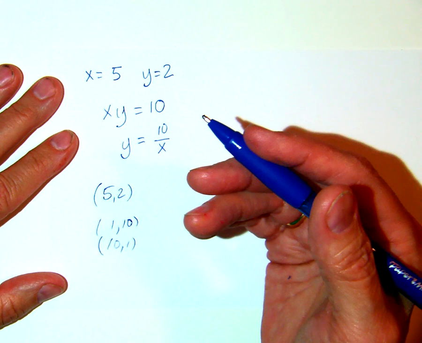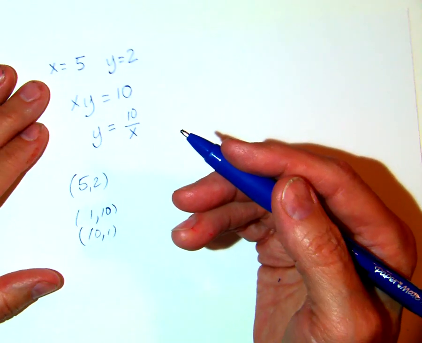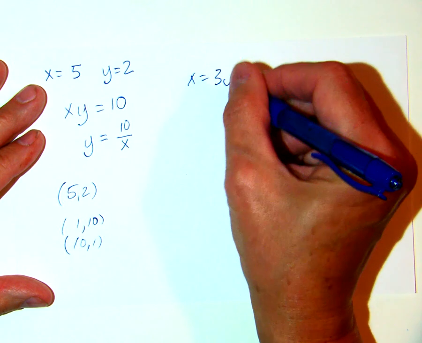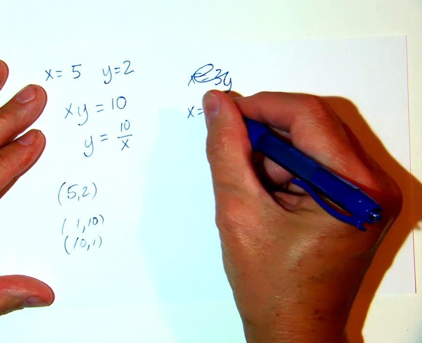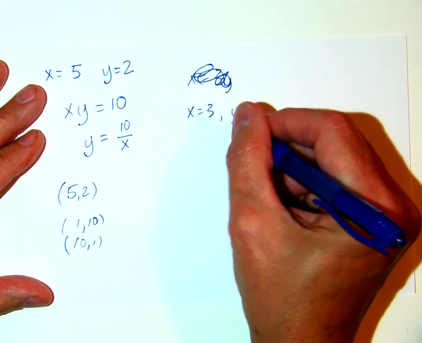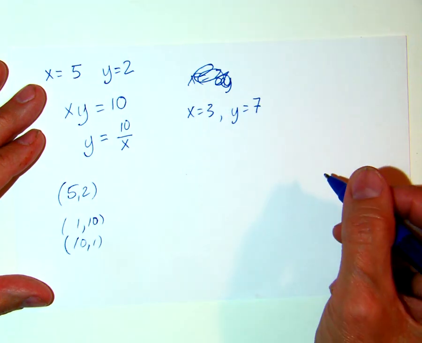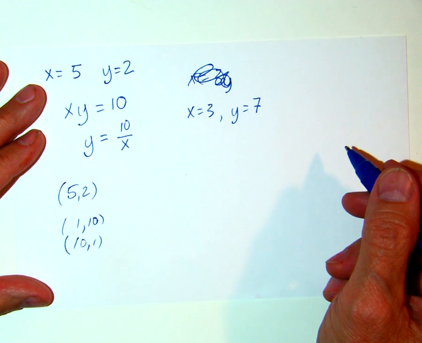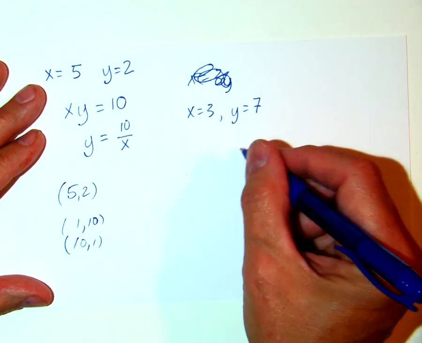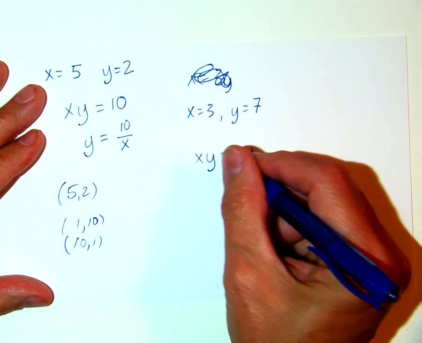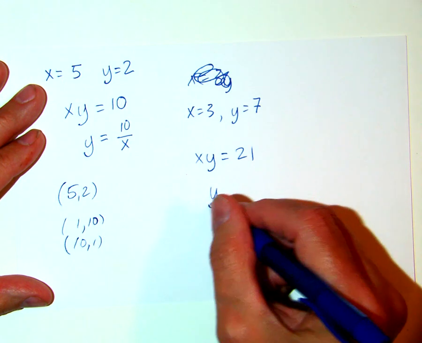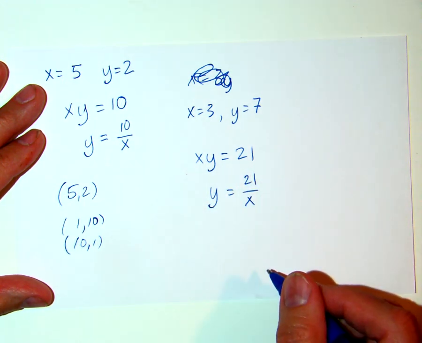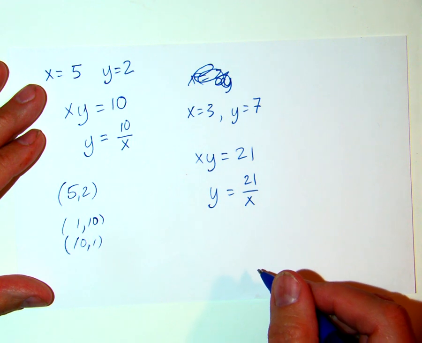Okay? So what if we have x equals 3 and y equals 7? Okay, so what's the constant of variation? You got it? Okay, you got it. 21, x times y equals 21 in calculator friendly form or standard form. There it is. Okay, you getting it?